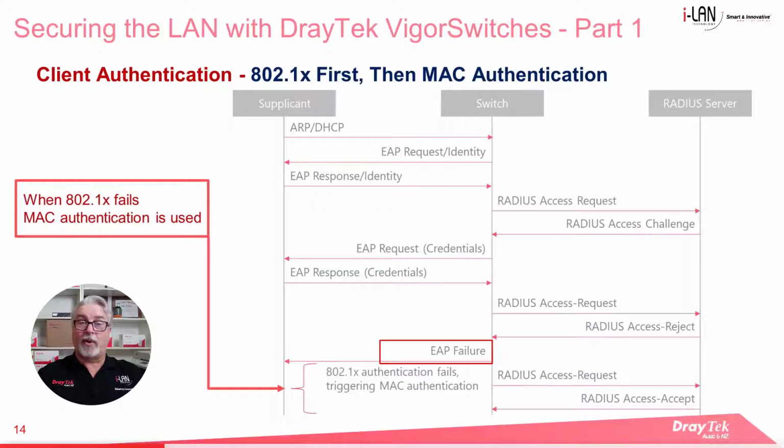For each switch port, we can apply 2 authentication methods to run concurrently, and we can configure which one to go first. In this example, we specify that 802.1x comes first, and if we get EAP failure, then MAC authentication is tried.